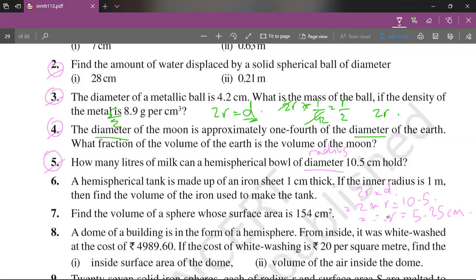Okay, so once we have calculated our radius, with the help of the radius we'll be calculating the volume. Liters basically means volume. How many liters of milk can a hemispherical bowl of radius 5.25 centimeters hold? So this is our fifth question. Do not forget to draw a hemisphere. This is somewhat of a hemispherical bowl. Our radius is 5.25 centimeters.